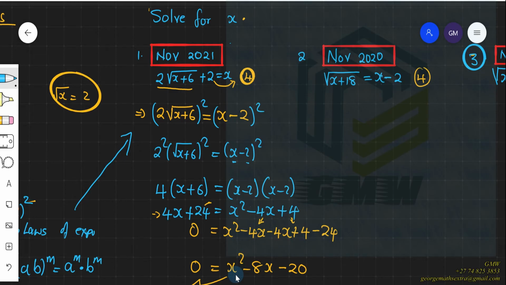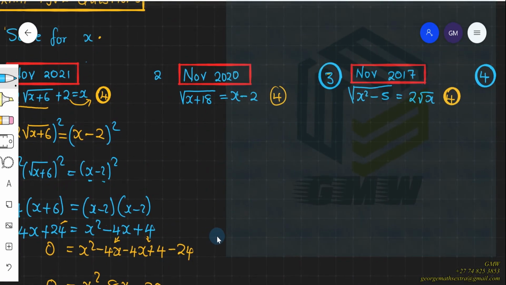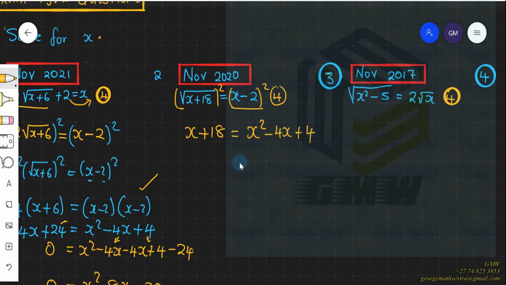Now, looking at this second one from 2020. We have another example here from 2020. If you look at it, I won't spend much time here. Again, the idea here is that the square root is already alone on one side. So this is easier. I square both sides like that. Then from here, I simply have my x plus 18 equals, if you expand this, it's the same as what we dealt with. You end up having x squared minus 4x, then plus 4.